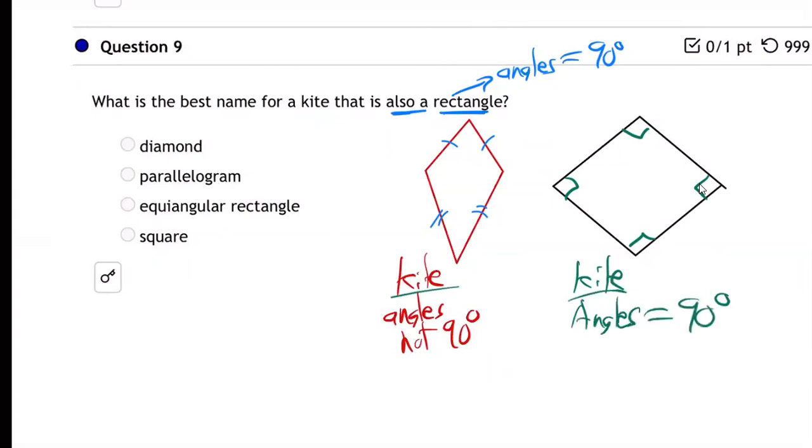So there's a kite with the angles equal to 90 degrees. So it's a rectangle, right? Because in a rectangle, all the angles are 90 degrees. So it's a kite that's also a rectangle. So it's a rectangle kite. So what does that mean about it? What is it really? What's the best name?